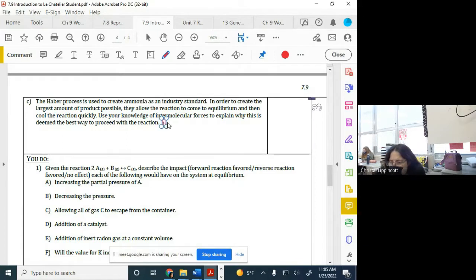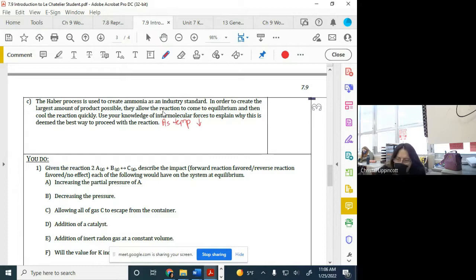So as we are doing temp, LDF is reduced here, because they're talking about taking our temperature down here, right? So what they're saying is that in order to create the largest amount of product possible, they allow the reaction to come to equilibrium, then they cool it really fast. Okay? So how does that work?